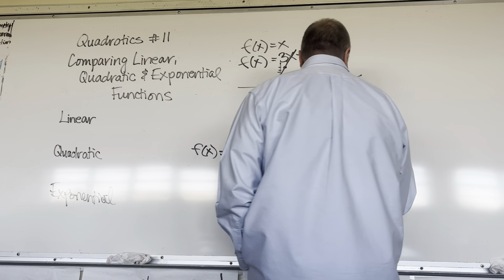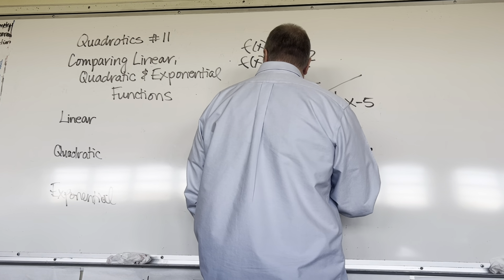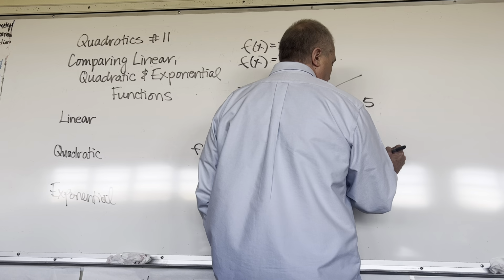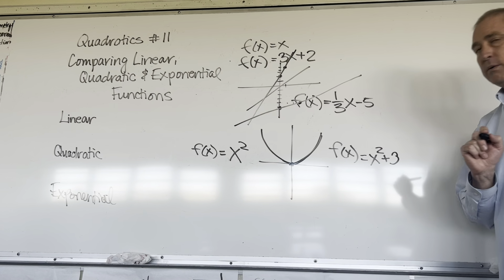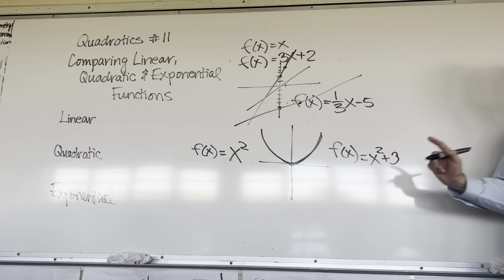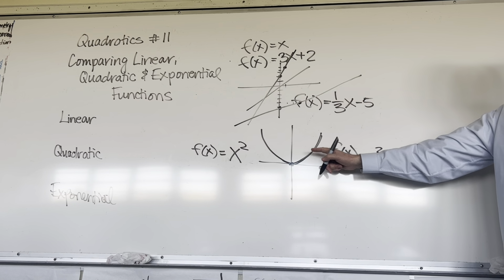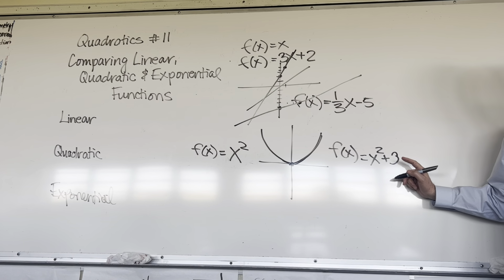What if we do another box? What if we say f of x equals x squared plus 3? What's going to happen before you do it? This is x squared. Now it's an x squared plus 3. What's going to happen? I see somebody motioning. Motion with your hand. What's going to happen to the parabola?